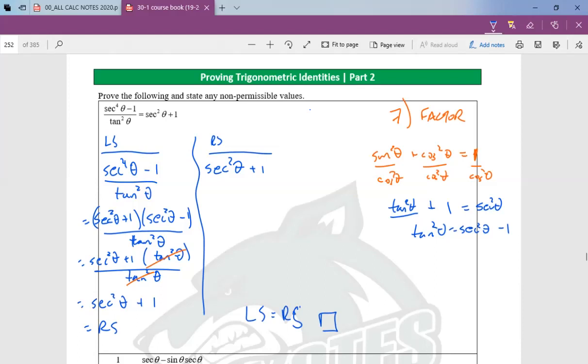Restrictions, because we have tangent in the denominator and tangent can't equal 0, so therefore if we have 1 over tan squared theta, sine squared theta can't equal 0. We also have cos squared theta can't equal 0 because tangent is present in this formula. Secant is 1 over cos squared theta. So for those reasons, sine and cos squared, neither of them can equal 0. So therefore, our bad points are all of those. Therefore, theta is not allowed to equal pi over 2.